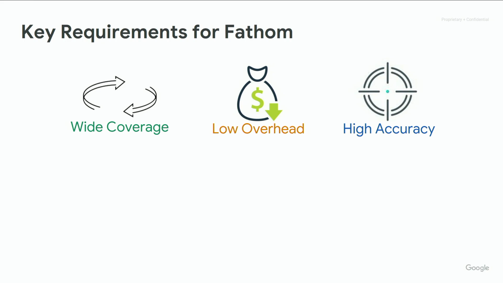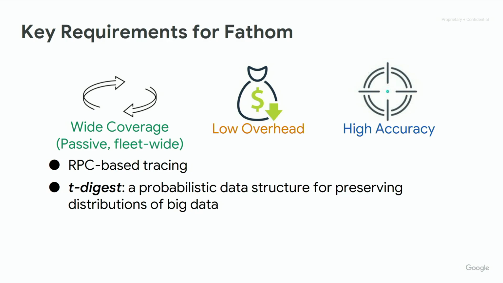So Fathom is meticulously designed to offer comprehensive coverage across our entire fleet while keeping the operational overhead low and maintaining high accuracy. So how did we achieve those goals? First, Fathom uses passive monitoring without introducing any interference or extra delays to production services. And secondly, Fathom focuses on RPC level tracing instead of more expensive packet level and applies sampling. And finally, to effectively manage the wealth of information without overwhelming our storage resources, Fathom uses the power of t-digest, which is a probabilistic approach that enables us to preserve distribution information of big data efficiently.